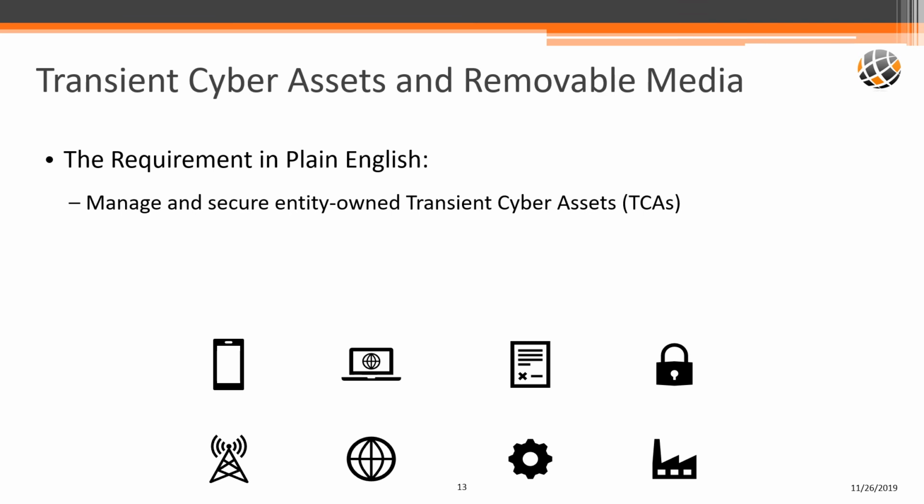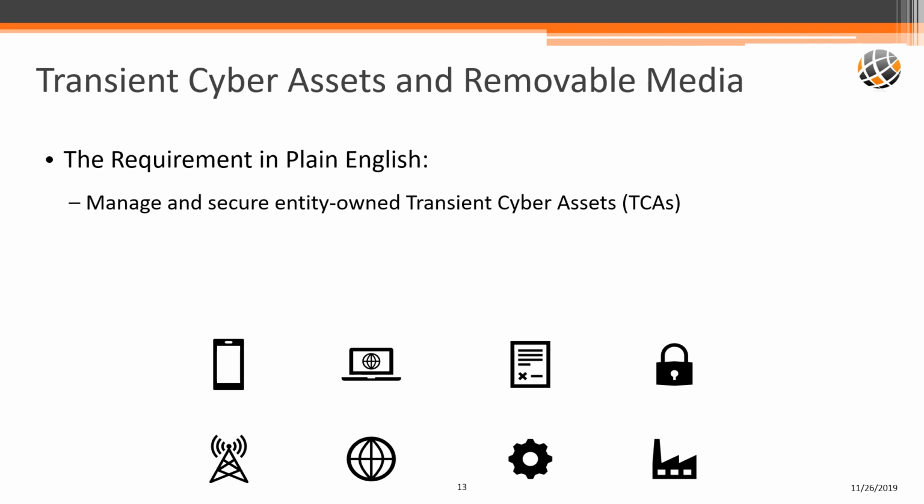This arguably may be the most difficult requirement to deal with in low impact land, and that's really just because transient cyber assets and removable media are transient in nature, and they're numerous in nature, and they're much harder to control. We put a nice little perimeter around our low impact BES cyber systems with our firewalls, but now we have these laptops and thumb drives that can just completely bypass our perimeter protections and introduce malware or other nasty things into our BES cyber system. So making sure we have a handle on this and reducing that risk is imperative.